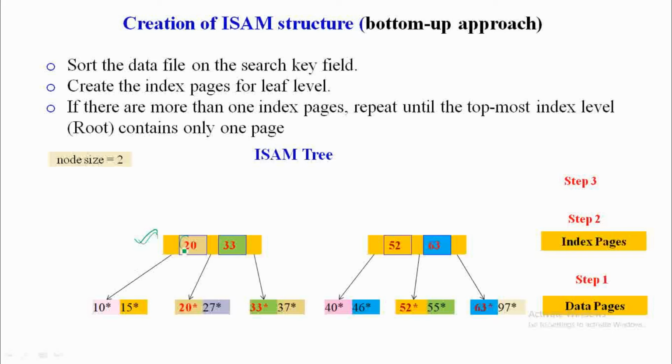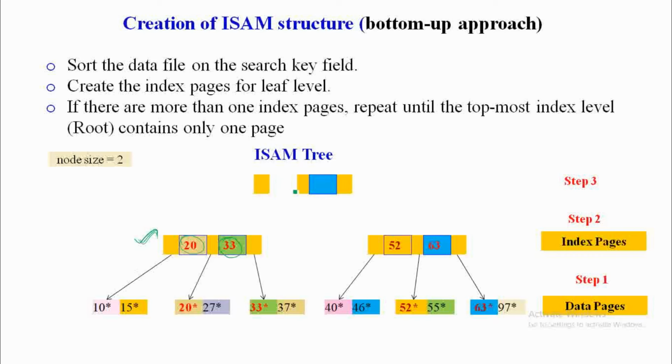Here 20, the search key value, is the smallest search key value of the actual record that is pointed to by its right pointer, and 33 is the smallest search key value of the actual record that is pointed to by its right pointer. Accordingly, 52 also, 63 also. Now there is more than 1 index page in this level. That's why we need to repeat the process until there is only 1 node in the root level.